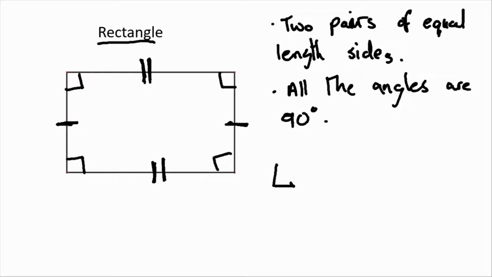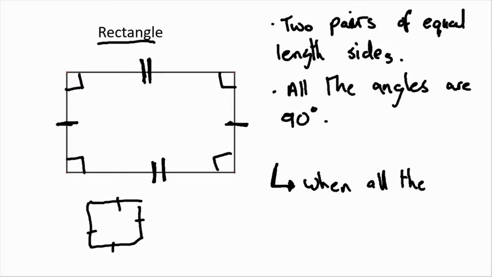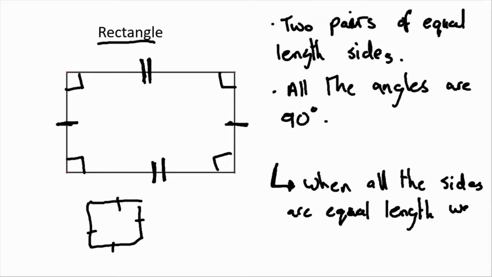Now, we have got a special type of rectangle. When all the sides are equal, we get a square. So a square is actually a special type of rectangle. So when all the sides are equal length, we get a square.